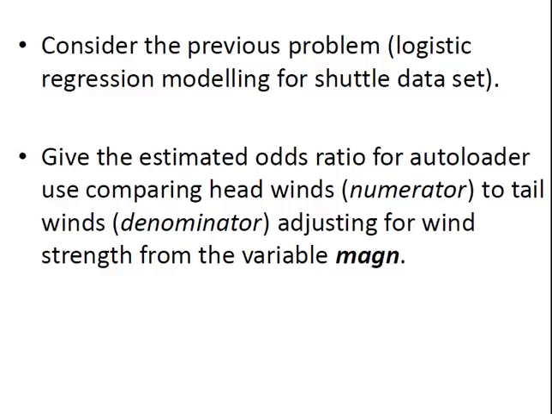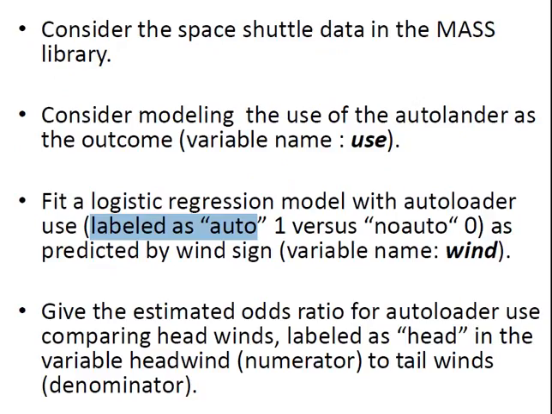In this presentation, we're going to continue on with the logistic regression modeling for the Shuttle data set. So what we are asked to do is, first off, consider the previous problem. So let's look at that. So this continues on from this. The current presentation continues on from this presentation here, where we're asked to consider the space shuttle data set in the MASS package, consider modeling the use of the autolander as the outcome. And what we have to do there is fit a logistic regression model where wind sign, variable name wind, is the predictor variable. And from that, calculate the odds ratio.